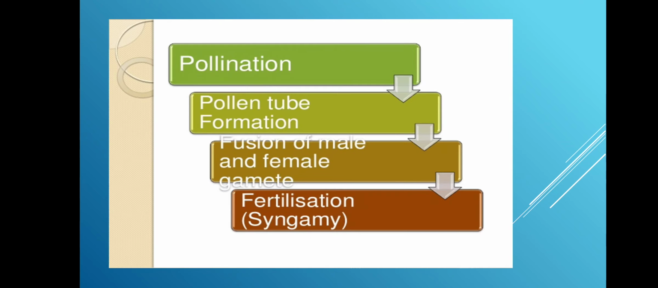So after pollination, what happens? There's formation of the pollen tube. So next what happens? The fusion of male and female gamete and fertilization. Fertilization is also called as what? Syngamy. So this we will move to the next part in the next class.